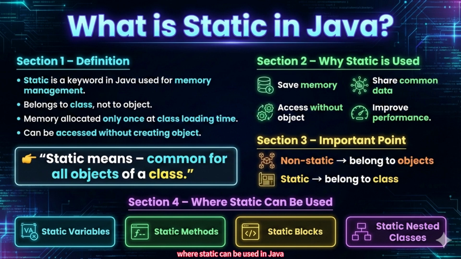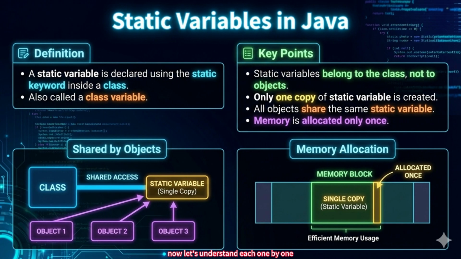Where can static be used in Java? In Java, the static keyword can be used in 4 places: static variables, static methods, static blocks, and static nested classes. Now let's understand each one by one.